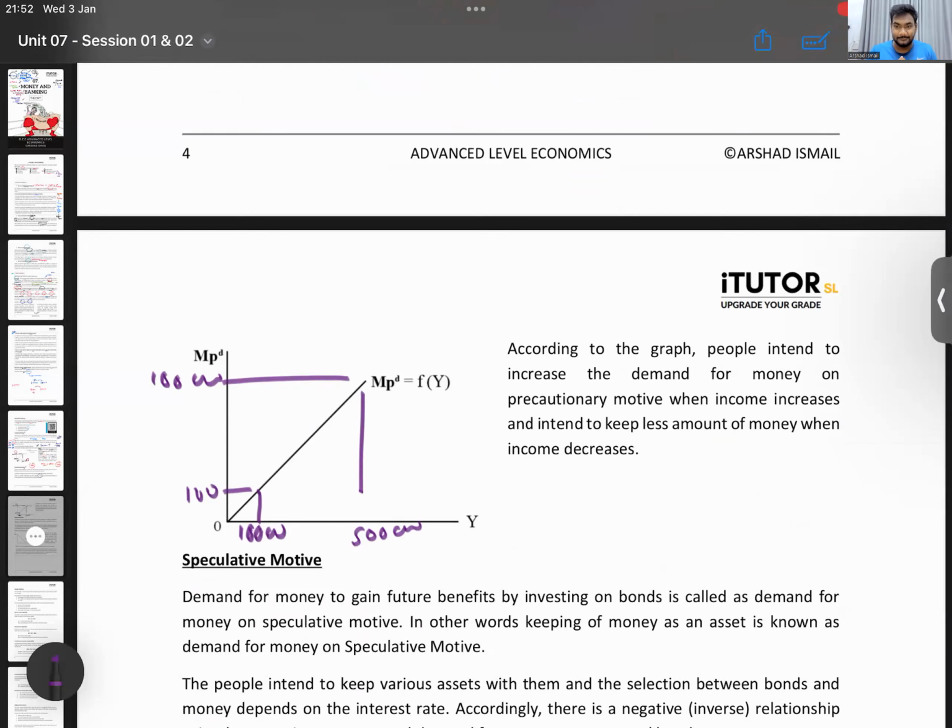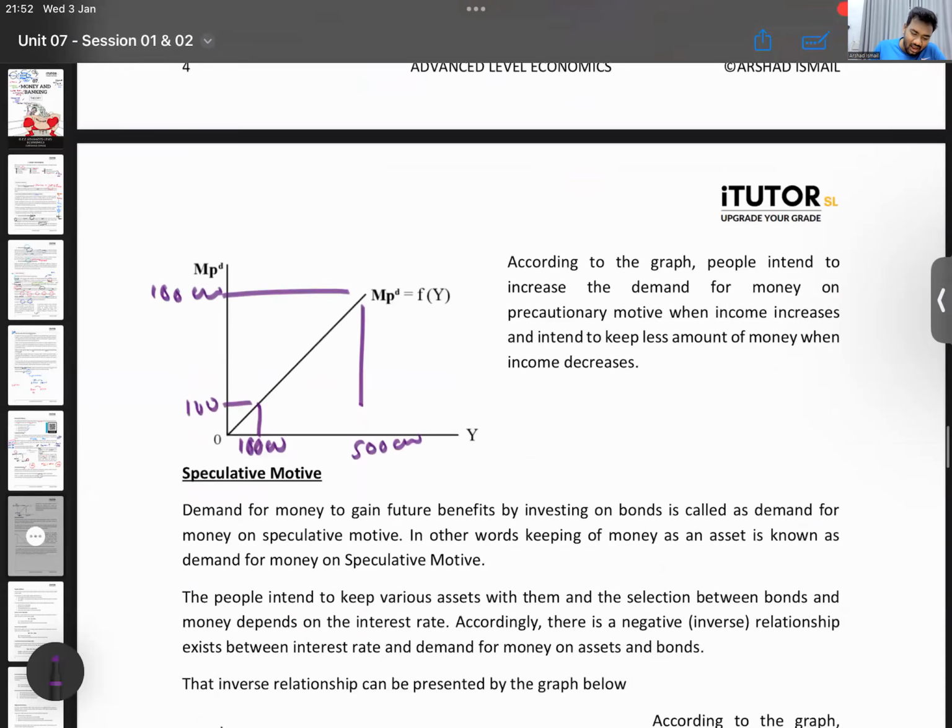Yes, current tax can reduce the demand for money. Correct. We'll talk about that in unit number 8. Very interesting. We'll talk about tax.